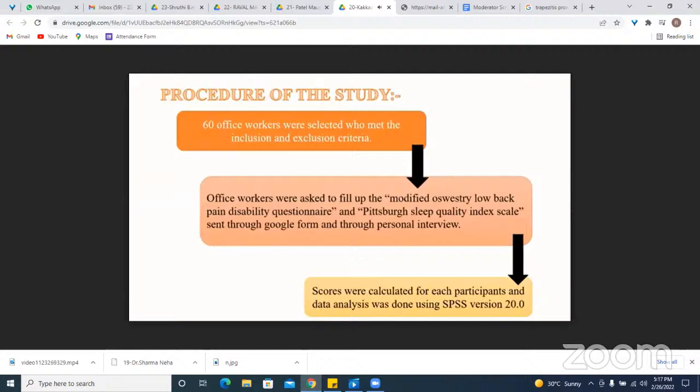The procedure of the study: 60 office workers were selected who met the inclusion and exclusion criteria of my study. Office workers were asked to fill up the modified Oswestry Low Back Pain Disability Questionnaire for low back pain, and the Pittsburgh Sleep Quality Index scale for sleep disturbance, sent through Google Form and through personal interview. After the responses were obtained, scores were calculated for each participant and data analysis was done using SPSS version 20.